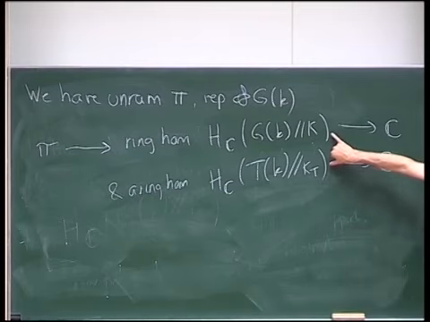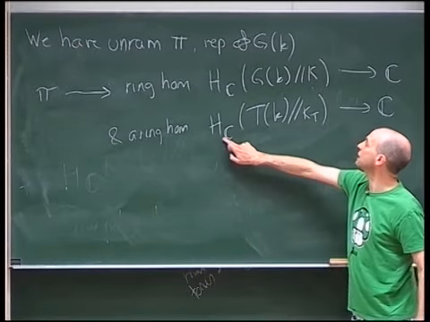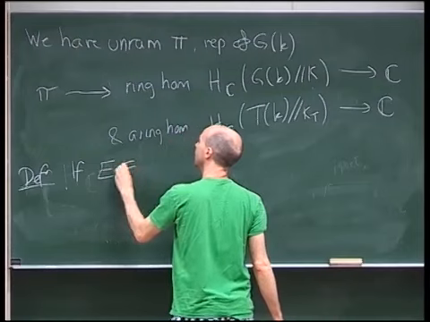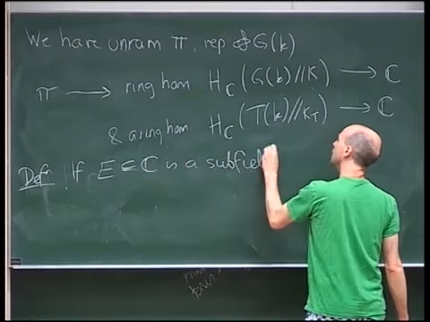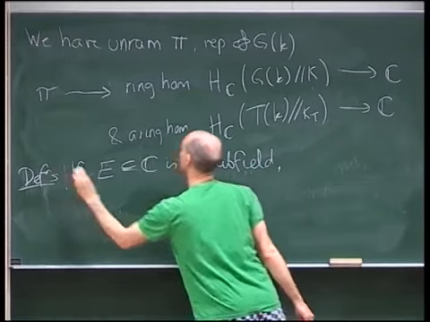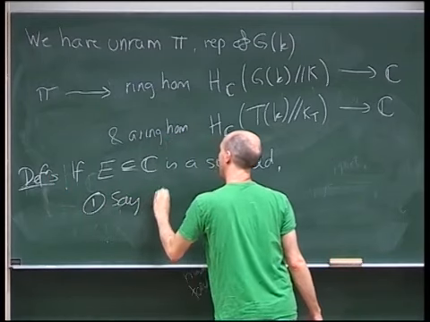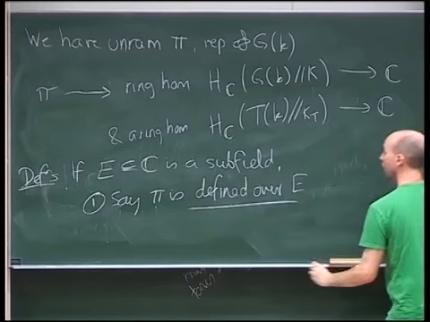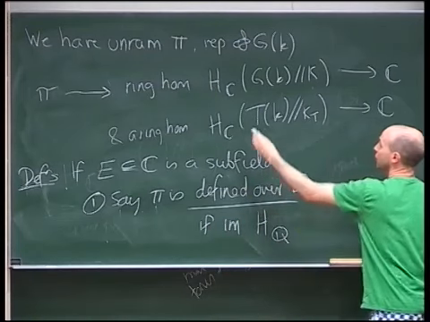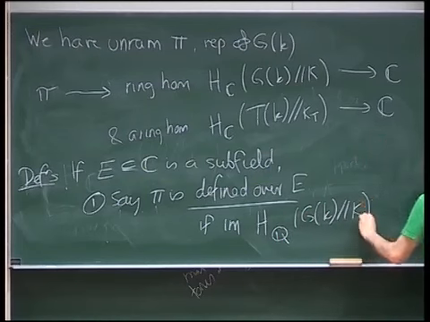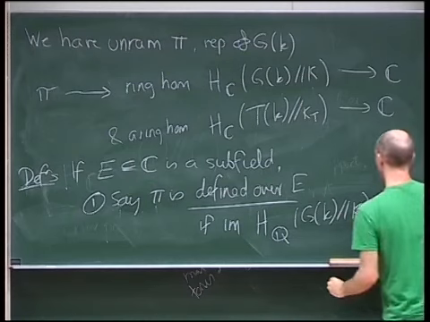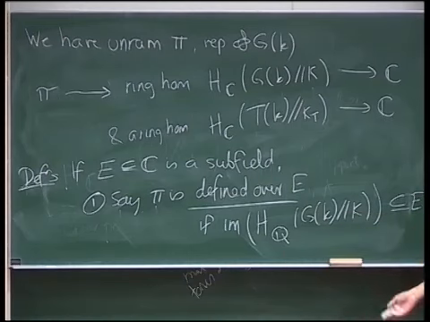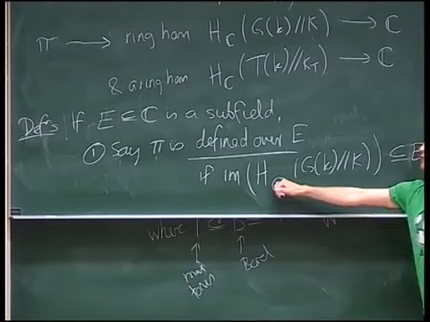And these rings also both have very natural Q structures. So we could replace C by Q. So we could say, here's a definition. If E lives in C, a subfield, I mean, it's definitions, right? Let's say pi is defined over E if the image of H, I'll change those C's to Q's, H_Q of G(K) over K, lands in E. So this is locally constant functions with compact support, but taking values in the rational numbers. So that's now a commutative Q algebra. That's a finitely generated Q algebra.